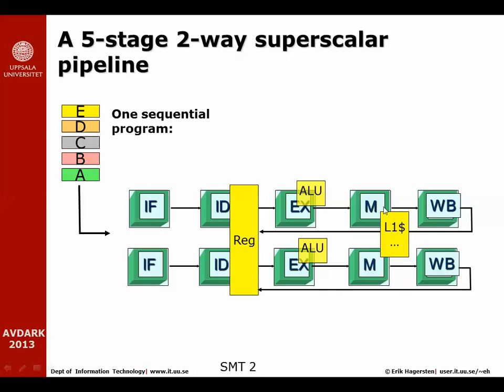Coming to the memory stage, we now have a single shared first level cache and higher level caches as well. And then at the end of the day, we write back to the register file. So in this architecture, there is a single program counter that identifies where we are in the stream of instructions, and this program counter may be incremented one step or two steps depending on how many instructions are fetched.